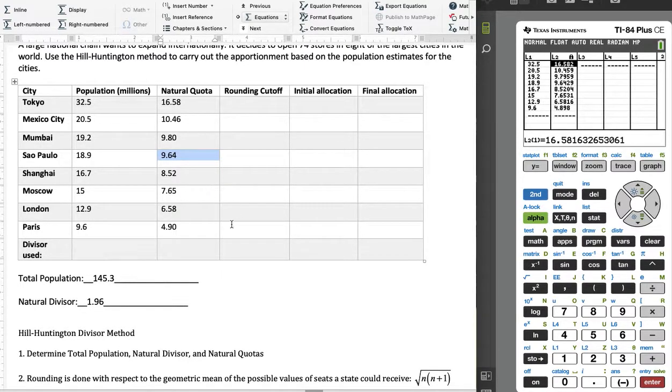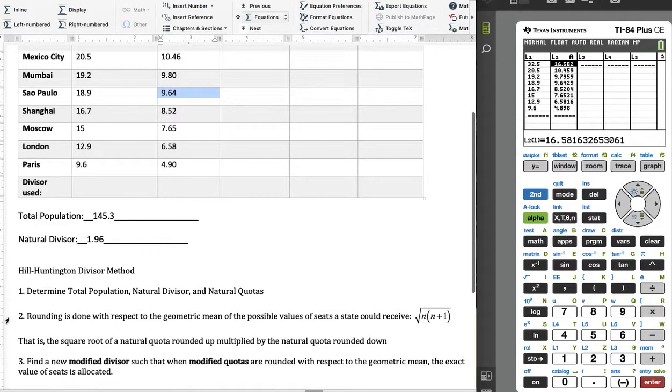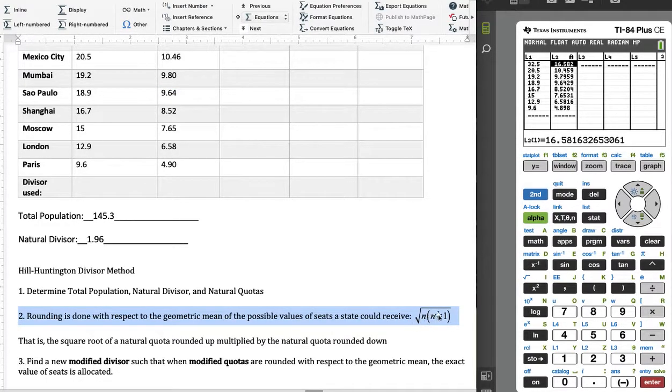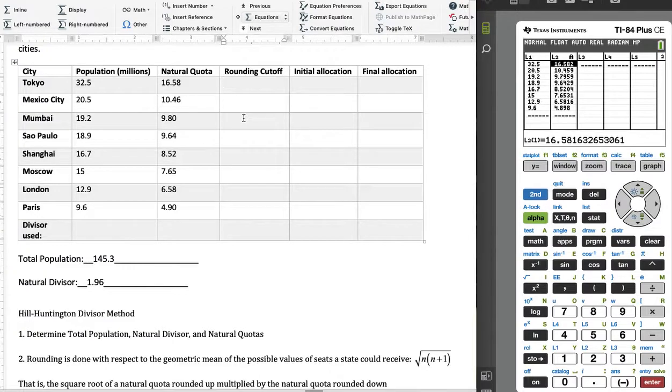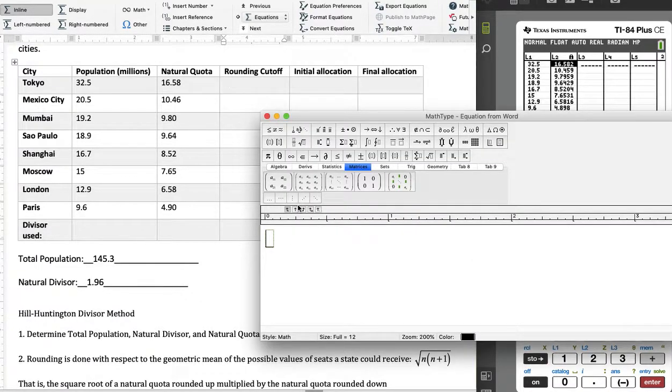The Hill-Huntington method, our most recent, has a different rounding cutoff. Rather than cutting off at 0.5 like Webster, we're going to go by the geometric mean. The geometric mean here is the square root of the possible number of seats a state could receive. So for Tokyo, 16.58, we're going to take the square root of that number rounded down multiplied by that number rounded up. 16.58 rounded down is 16, multiplied by 16.58 rounded up.